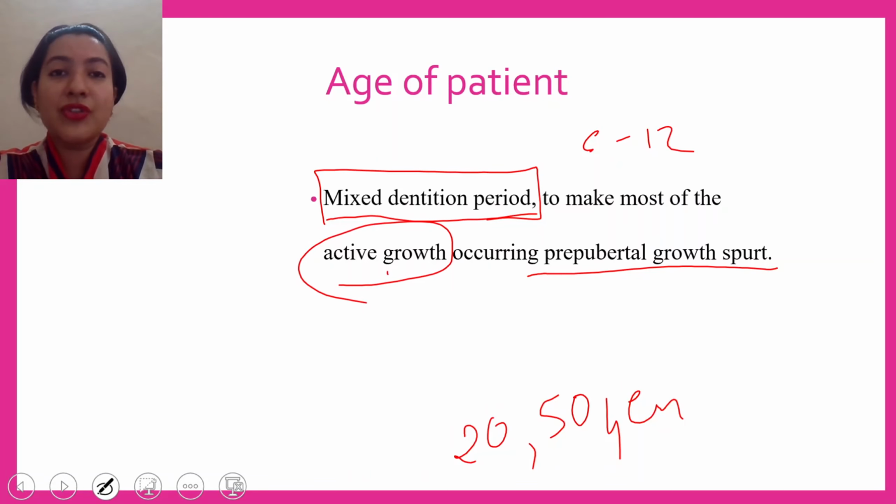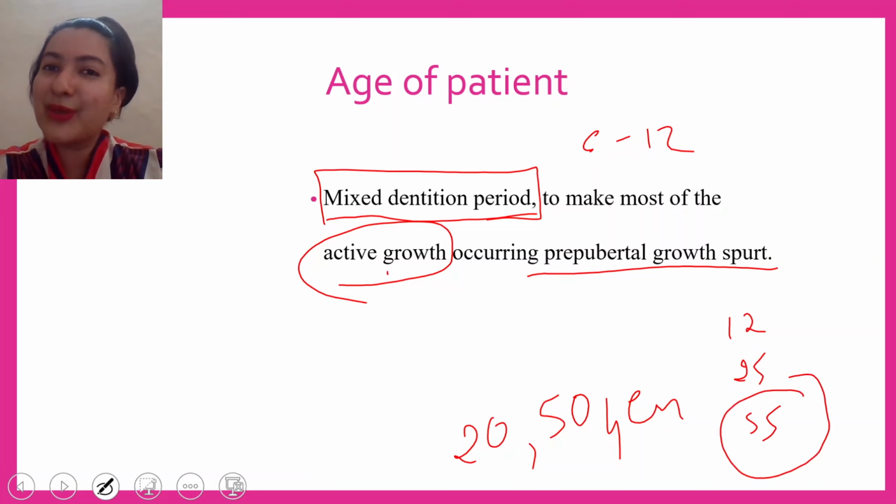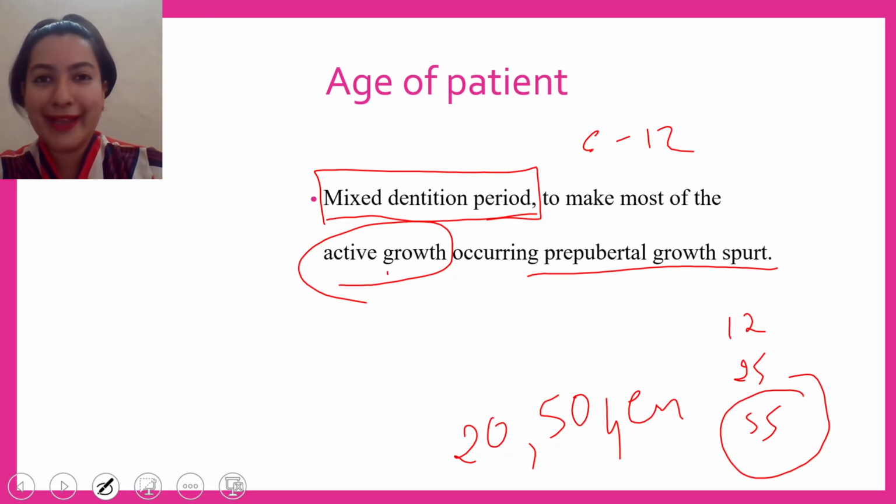That time the patient is growing actively. All the growth hormones are getting released. So we make use of the active growth period and deliver our orthopedic appliances. Whereas there is no age bar for orthodontic treatment. Orthodontic treatment can even start at the age of 12. We can even do it at the age of 25, 55, whatever. But you cannot do orthopedic treatment at the age of 55 years. Why? Because the growth is completed long back.